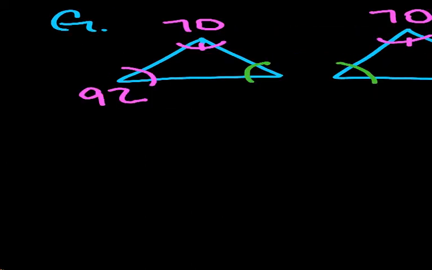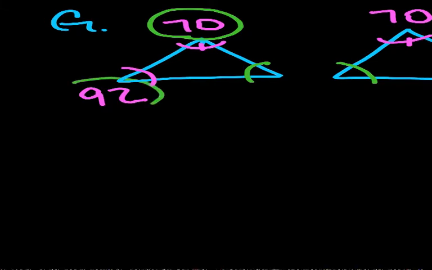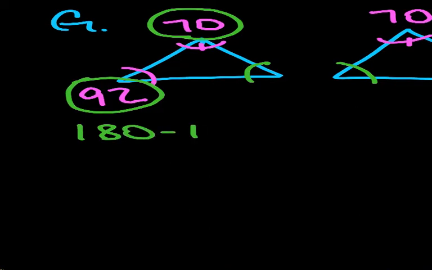Okay, let's look at G. Go ahead and draw your triangle. Label the angles that are given. Let's start with the first one. You're going to add 70 plus 92. Subtract that from 180. 180 minus the 162 gives us 18. So this angle is 18.